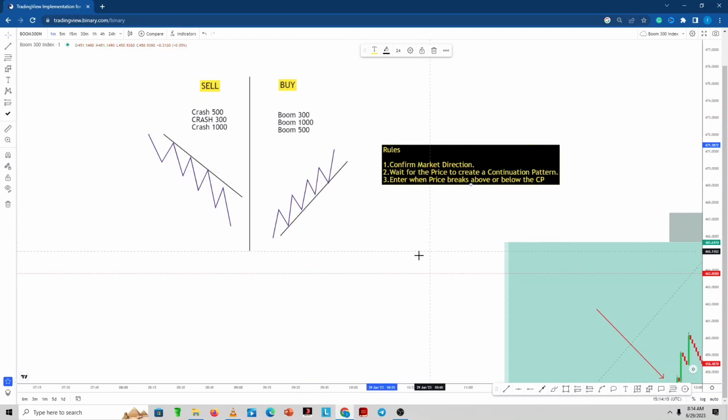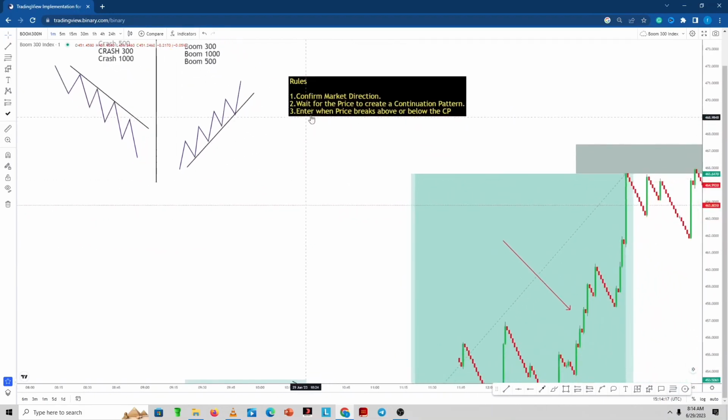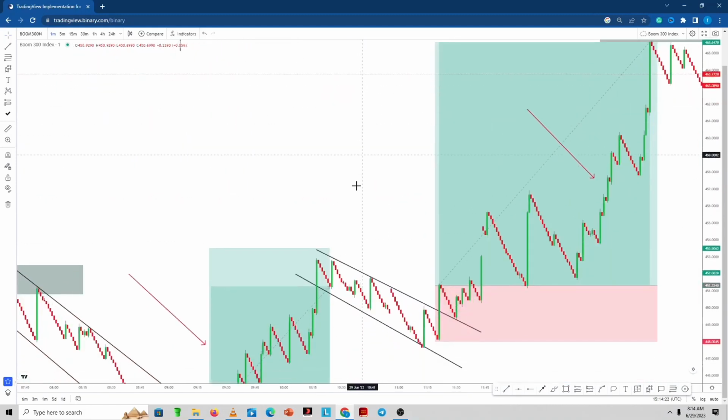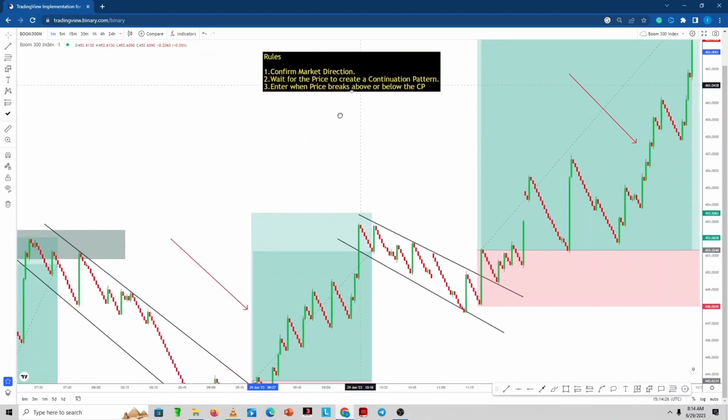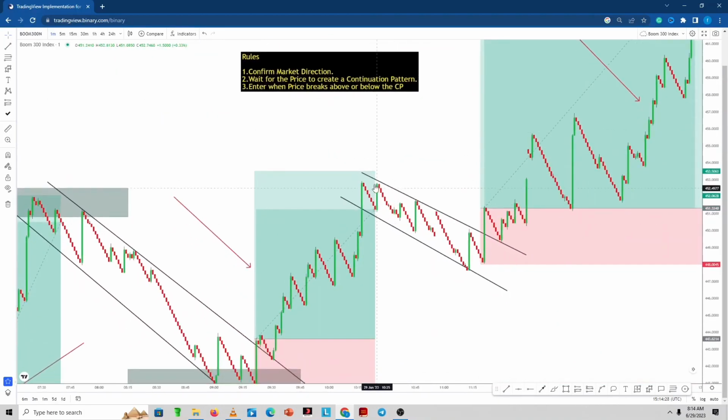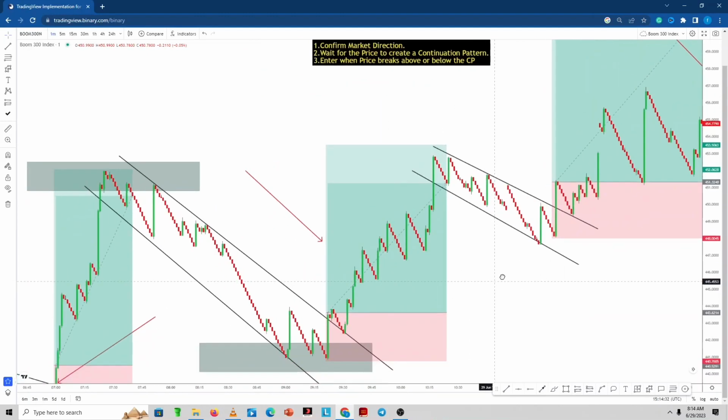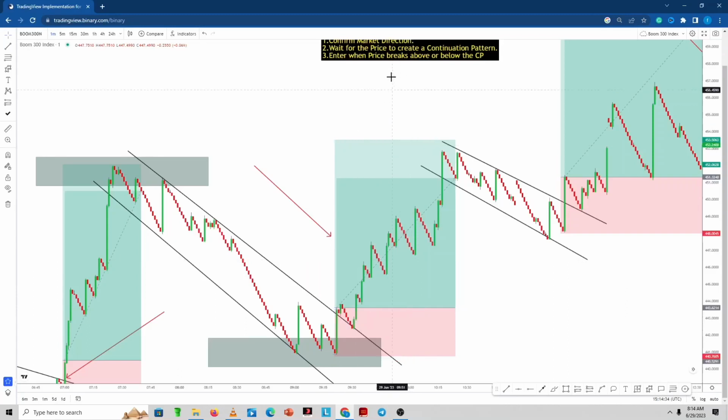So, coming back to our rule number 2, wait for the price to create a continuation pattern. What are the continuation patterns? These are the continuation patterns that we're talking about, guys. These continuation patterns. This was an ascending channel. This was a descending channel. This was another descending channel. This is what we are looking for.